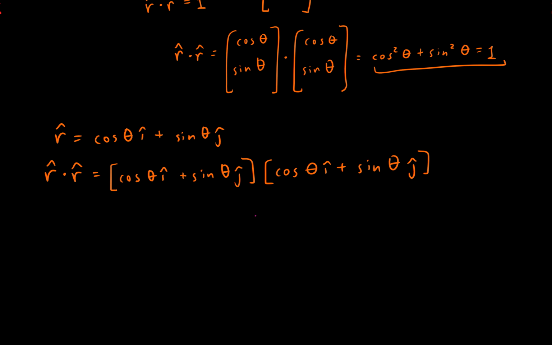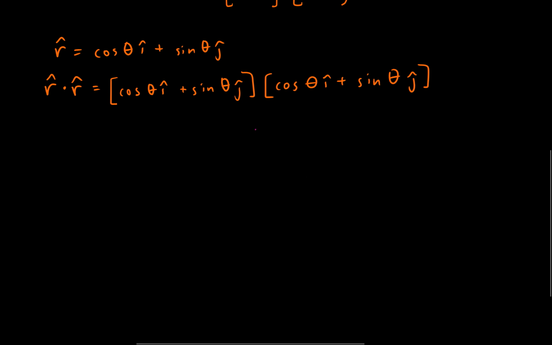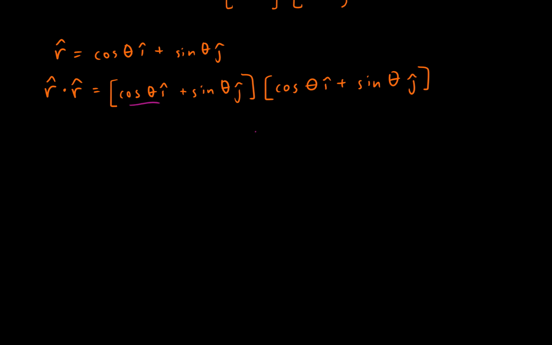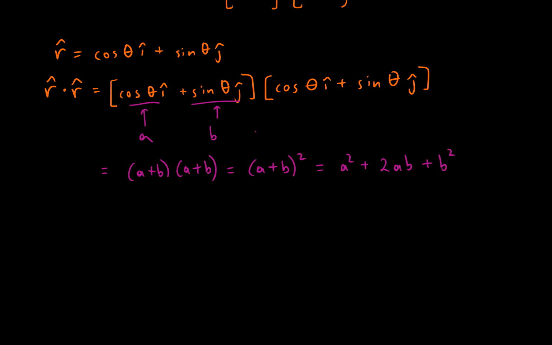Okay, so now we can go ahead and do some simple foiling. So we can call this A and we can call this B. So we see that this whole expression is the same as A plus B times A plus B, which in other words is also A plus B squared. So from high school we could say this is A squared plus 2AB plus B squared.